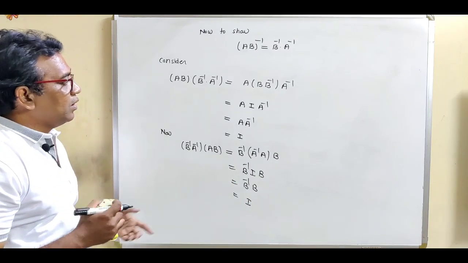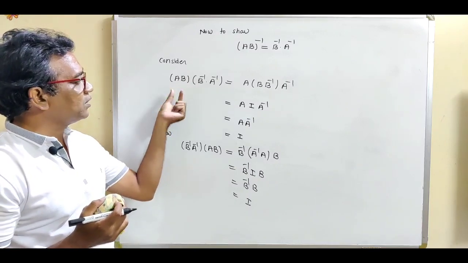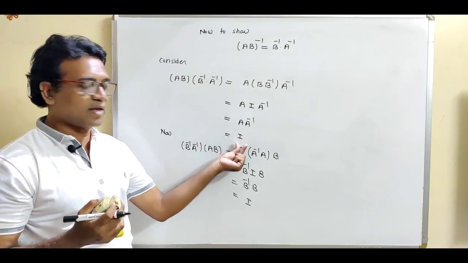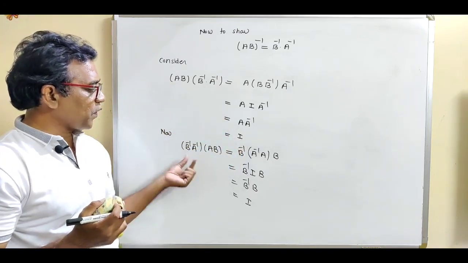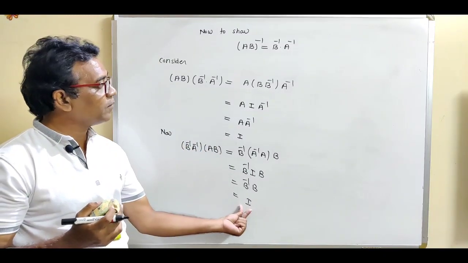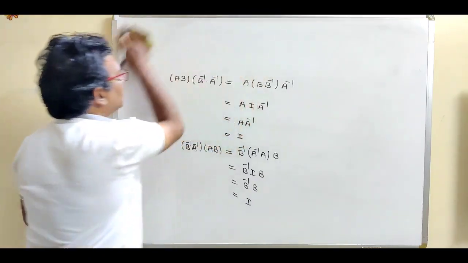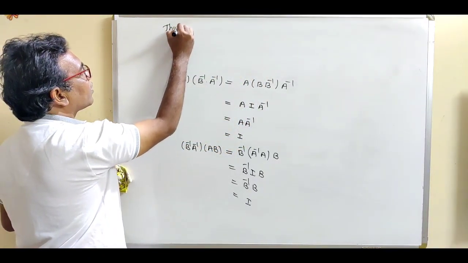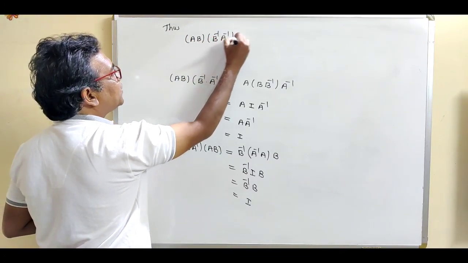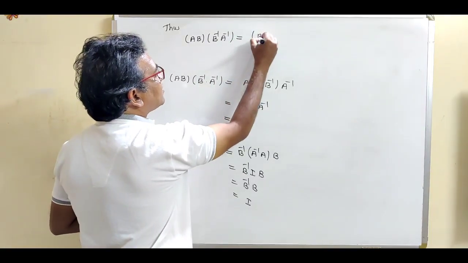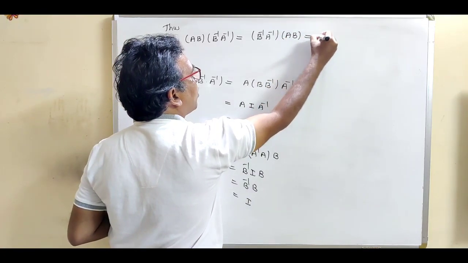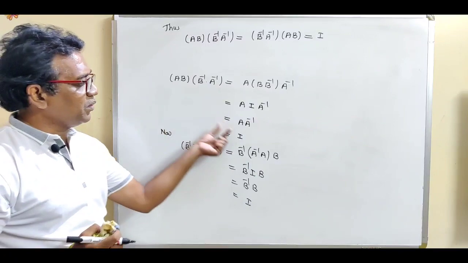So see, we have first of all found this product AB into B inverse into A inverse, and we have found this as a unit matrix R. Secondly, find out the reverse product B inverse into A inverse into AB, and again we have found this product. It is same as R. So write in one line. Thus this product AB into B inverse into A inverse is same as the reverse product B inverse into A inverse into AB. And what is the common value? We have shown that the common value is the R.